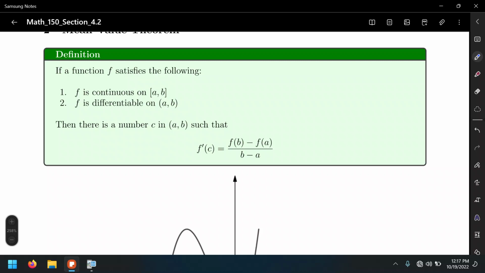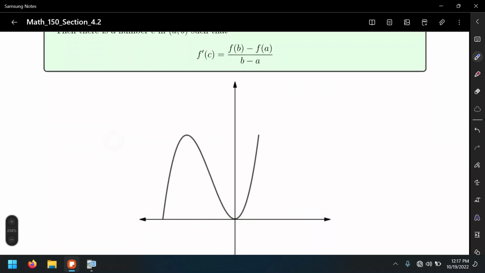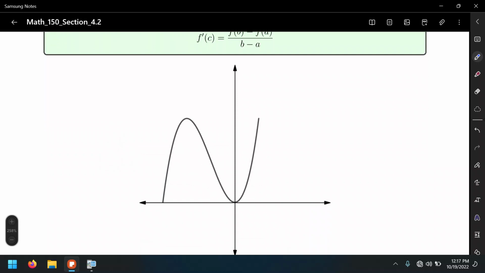All right, a picture for this. So suppose we choose these 2 points. Let me call this point A and that point B. And I'm going to draw a secant line between these 2 points. So recall, secant lines involve using 2 points.